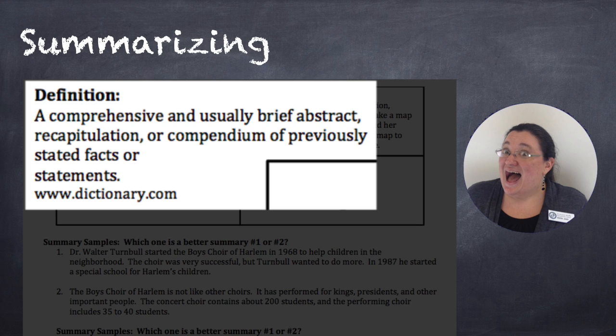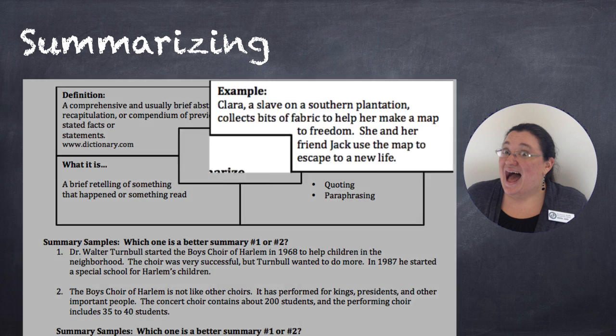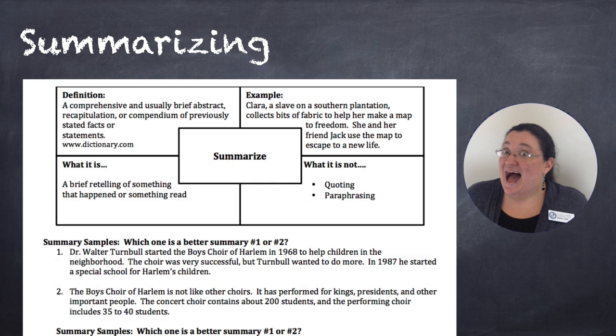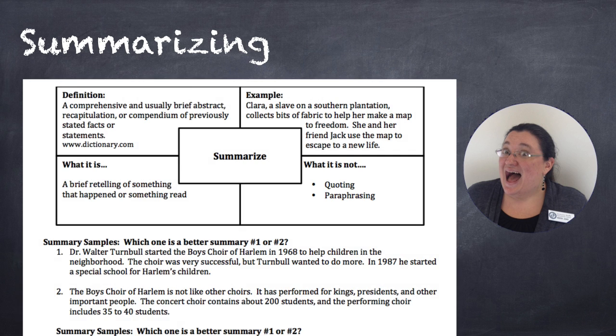So be a little bit careful and use something like this Frayer model to provide kids with the student-friendly definition there in the bottom left corner. So an example of a summary: Clara, a slave on a southern plantation, collects bits of fabric to help her make a map to freedom. She and her friend Jack use the map to escape to a new life. That's a summary of the book Sweet Clara and the Freedom Quilt by Deborah Hopkinson. What it is not is quoting, and it is not paraphrasing.